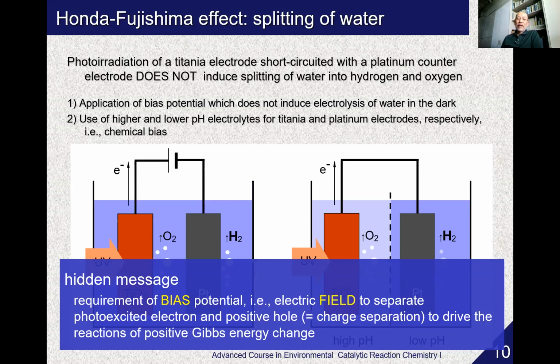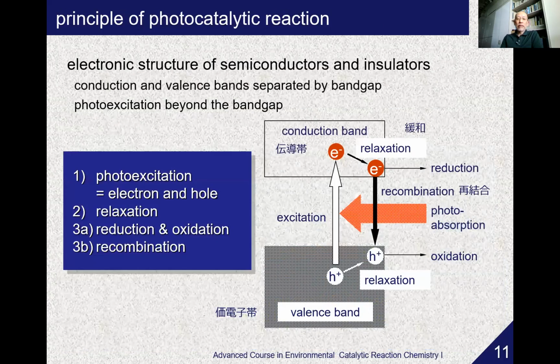And actually, it is impossible to apply bias potential in a photocatalytic reaction system using particles. In that case, it is impossible to apply an electric field to make an electric field inside the particle. So it is a bit different from the electrode system. In this sense, Fujishima and Honda's paper in Nature cannot be the origin of photocatalysis. That is a completely different system of water splitting.